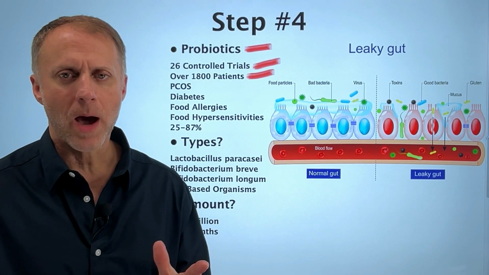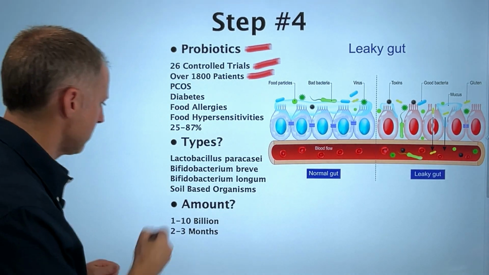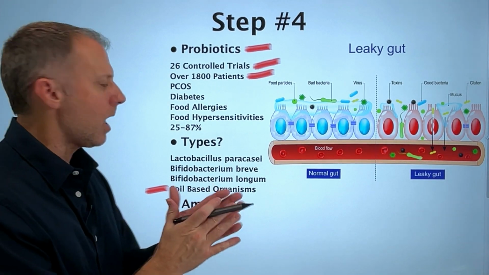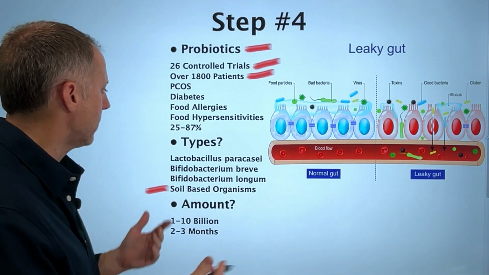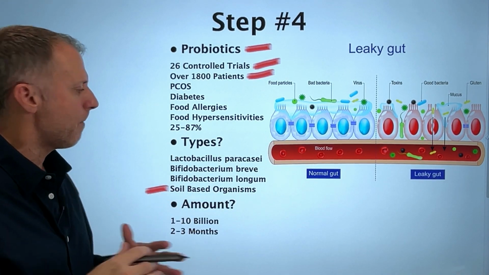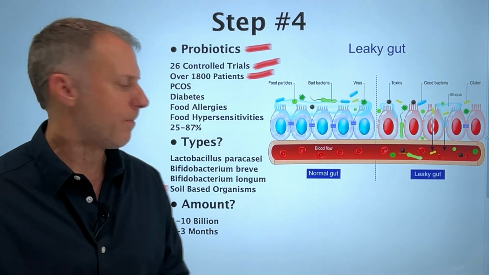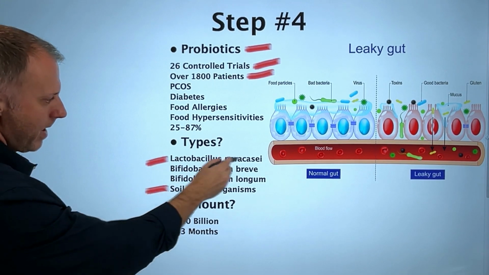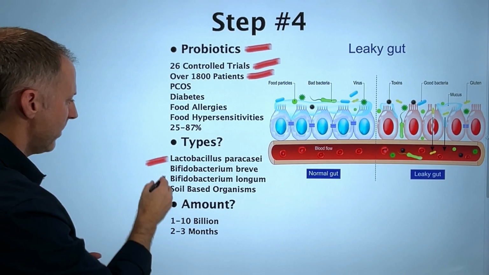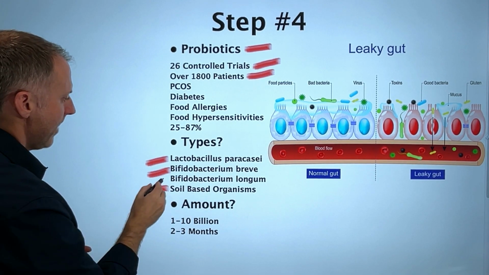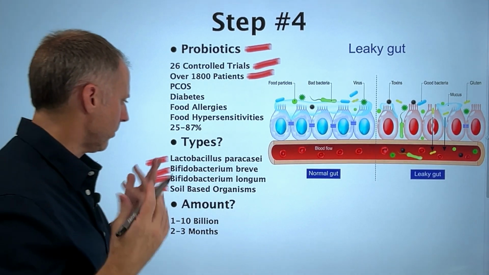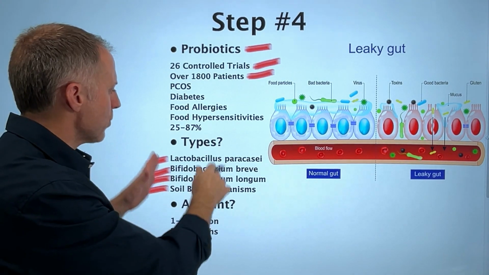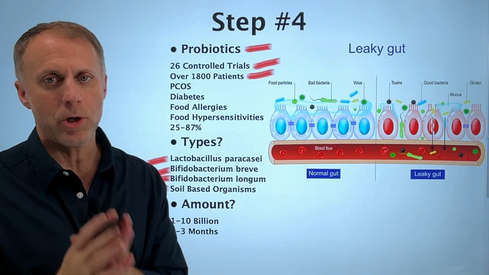Now, the type of probiotics that were used in these studies really varied. Some of them were just using soil-based probiotics, and a lot of them were using combination probiotics where the formula included some lactobacillus and bifidobacterium type forms of the probiotic bacteria. So a lot of them included this lactobacillus paracasei, and a lot of them included this bifidobacterium breve, and this Bifidobacterium longum. And you don't need to understand how to pronounce those. I probably didn't even pronounce them correctly.